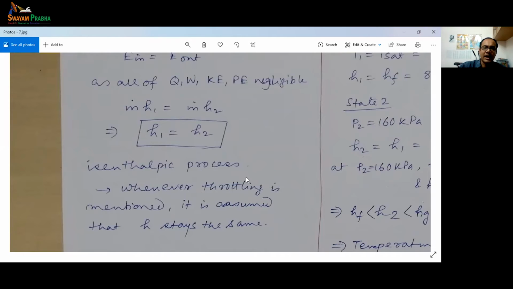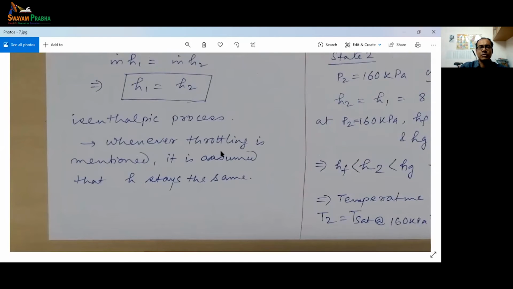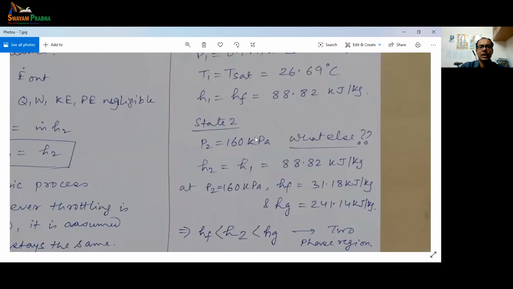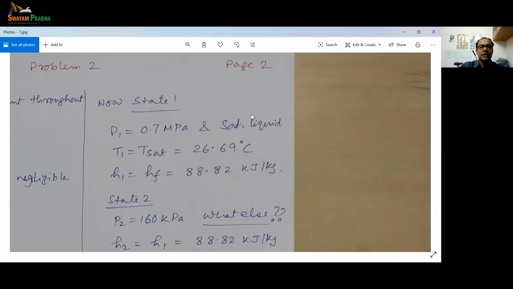It is often called an isenthalpic process because enthalpy remains constant, just like isobaric means pressure remains constant, isothermal means temperature remains constant. So throttling is an isenthalpic process. Whenever throttling is mentioned, it is assumed that H stays the same. So please remember this. You will need it on many other occasions during the course of thermodynamics. Now we obtain that H is constant, but what is the quantity of that H? That we have to find out.